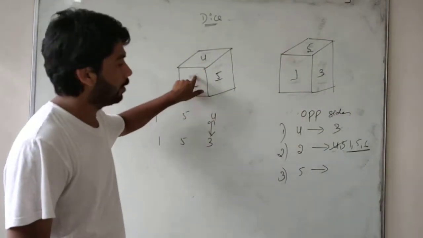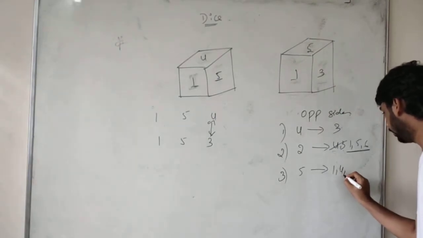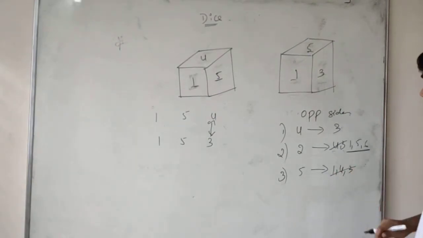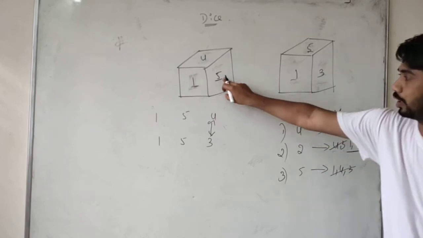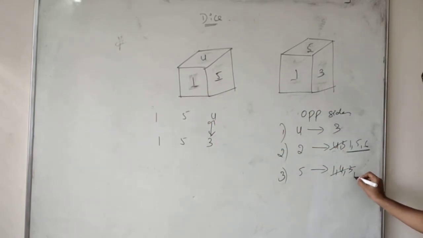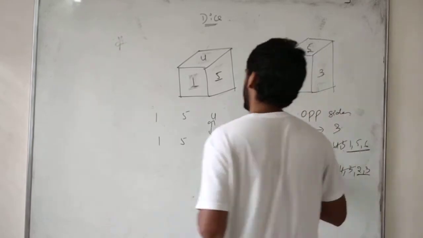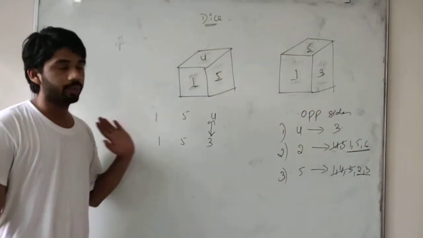Here 5. 1 and 4 are not possible to take. 1, 4, 3 is not possible. Why? 1 we can't take it. 4 and 3 are opposite, so we can't. The remaining numbers are 2, 3. In either 2 or 3 numbers we can take it. So in this way you have to solve this type of question.